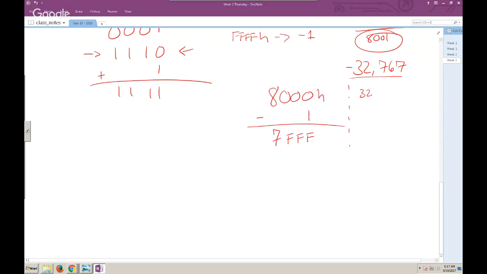Now, when you said 8,000, if we were to write the equivalent in decimal, negative 32,768, and we subtract 1, what would you expect to get? Negative 32,769, right? Are they equivalent? This number is what? So therefore it means this number is positive. It is not a negative number.